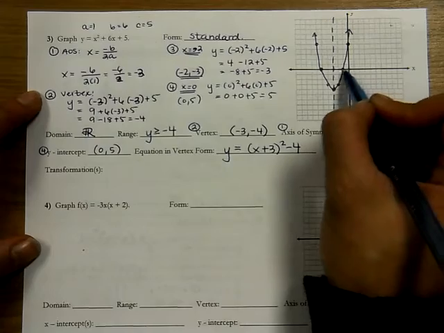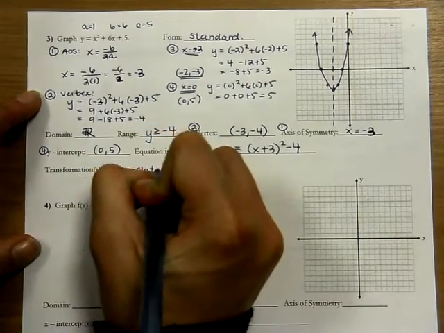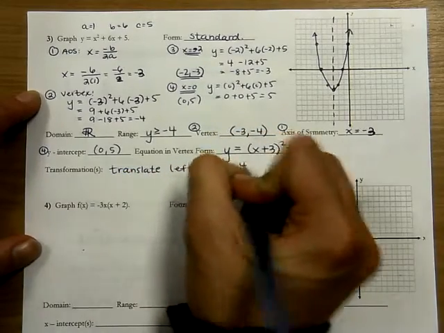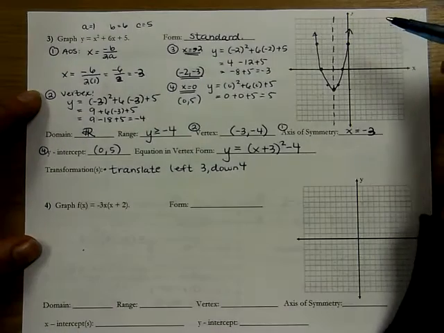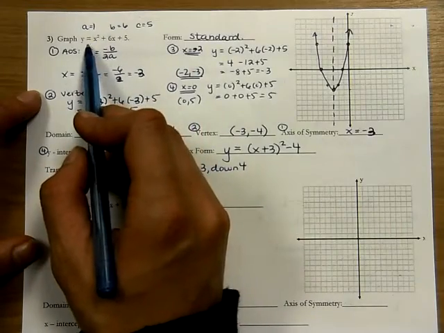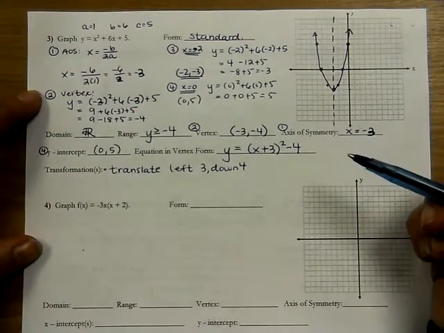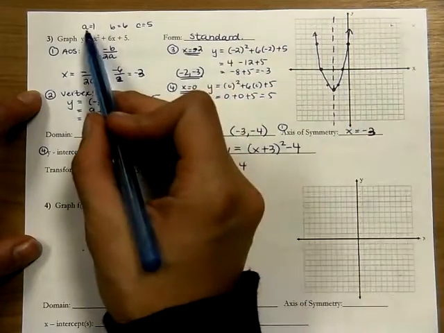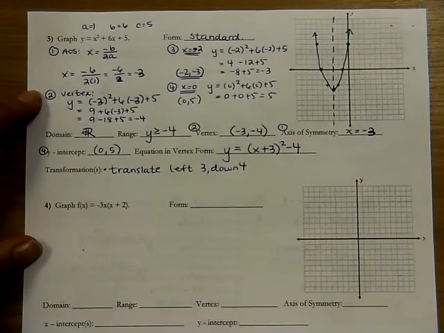Again, I look at my vertex, I translate to the left 3 and down 4. So translate left 3, down 4. I always got to see, is there a reflection? Well, because this is opening up, there is no reflection in the x-axis, or because my a value is positive, I know there's no reflection. I do have to look for a vertical stretch or shrink. Is it narrower or wider than the parent function? And because a is 1, it is actually the same width as the parent function, so my only transformations are translate left 3 and down 4.